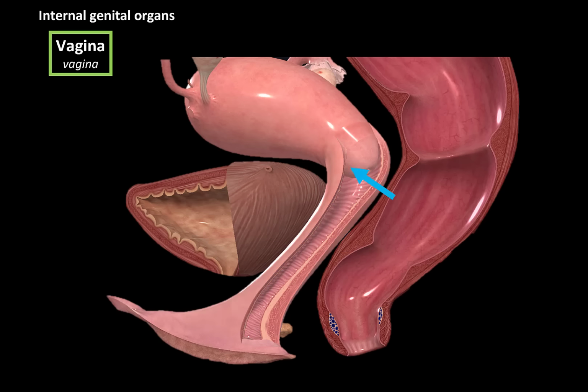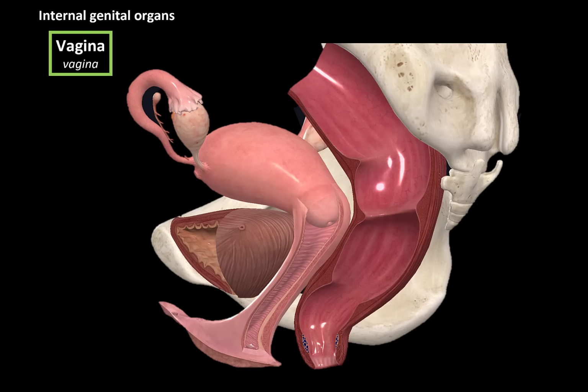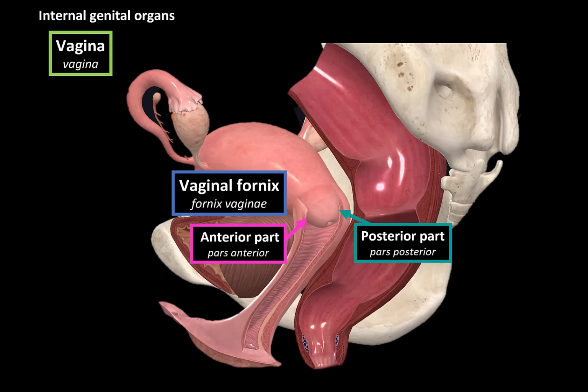Up in this area, around the cervix of the uterus, you will find a groove. This groove has an anatomical name called the vaginal fornix, and it has an anterior part, which is the shallow part of the fornix, and it has a posterior part, which is deeper, and 2 lateral parts.